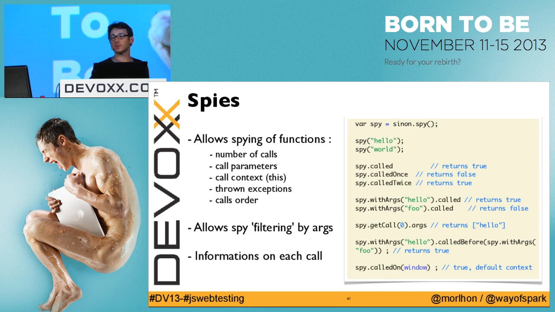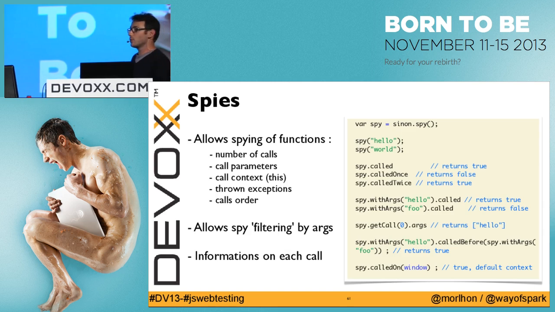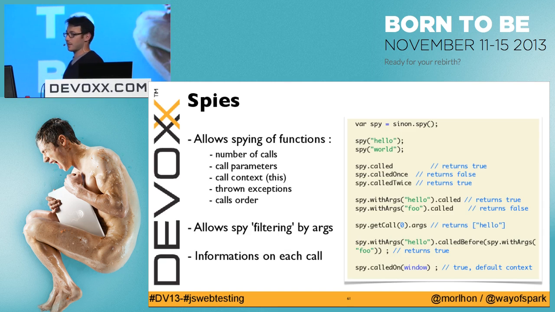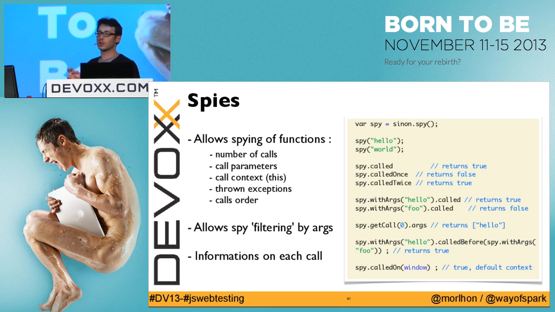So, what is a spy? A spy allows spying on a function. It can be used to tell if a function has been called, how many times it has been called, what parameters were used, what the call context was, the this keyword, whether an exception was thrown or not, and the order of the calls.